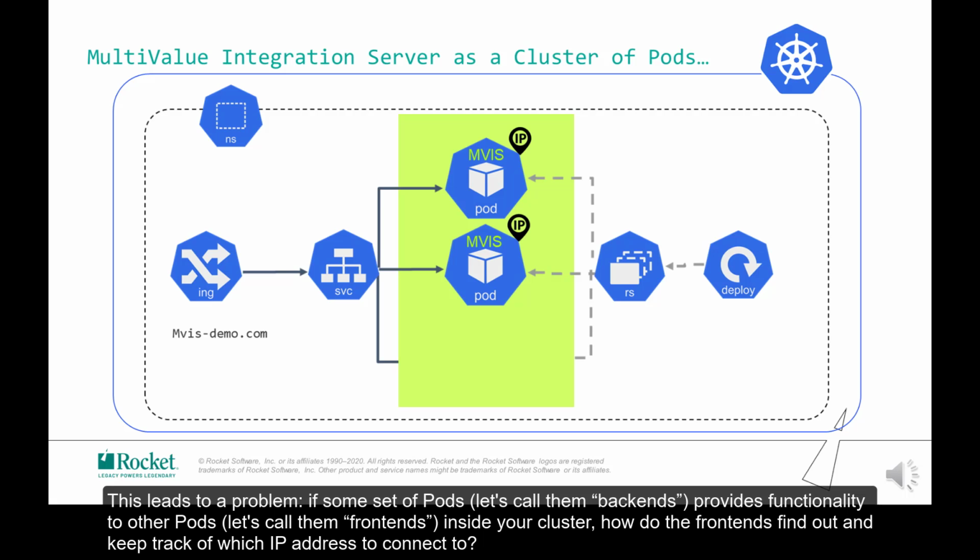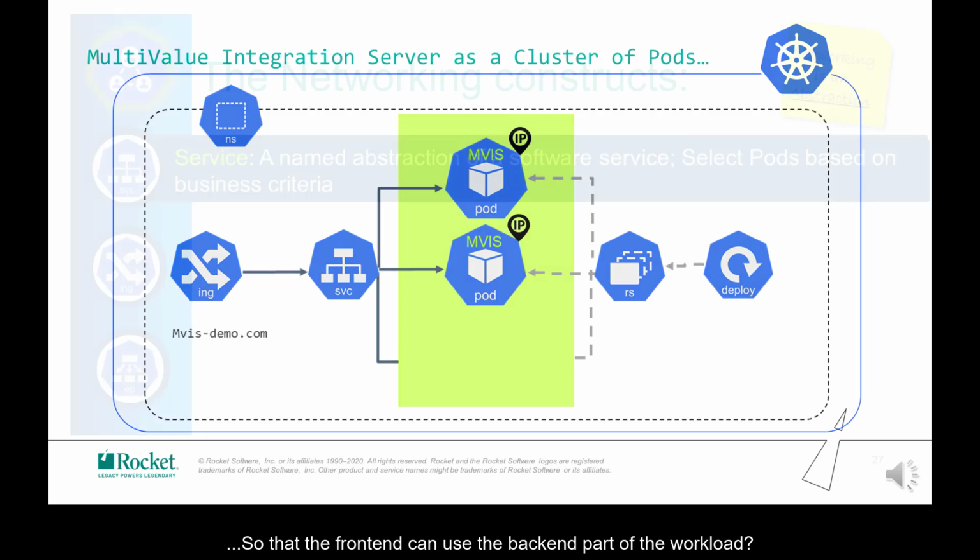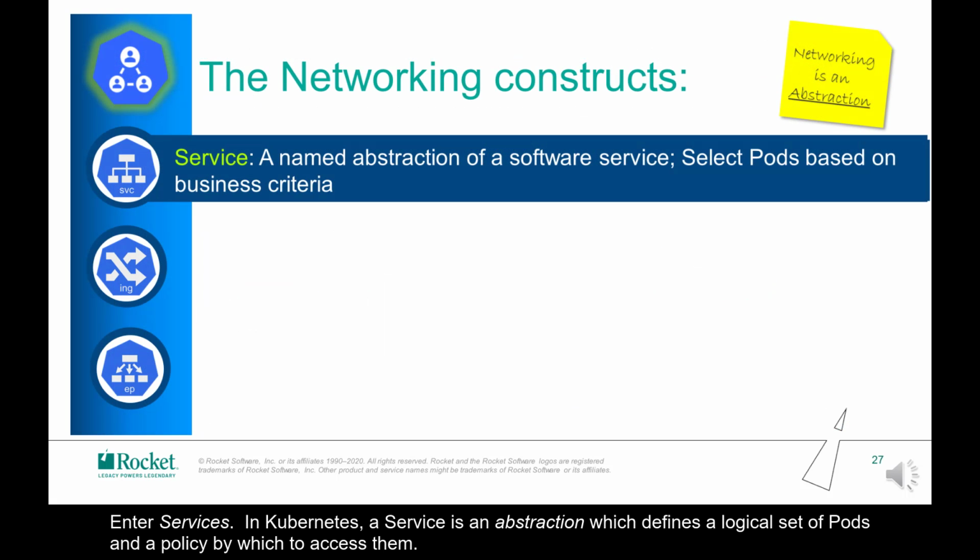If some set of pods, let's call them backends, provide functionality to other pods, let's call them frontends, inside your cluster, how do frontends find out and keep track of which IP address to connect to so that the frontend can use the backend part of the workload? Services. In Kubernetes, a service is an abstraction which defines a logical set of pods and a policy by which to access them.